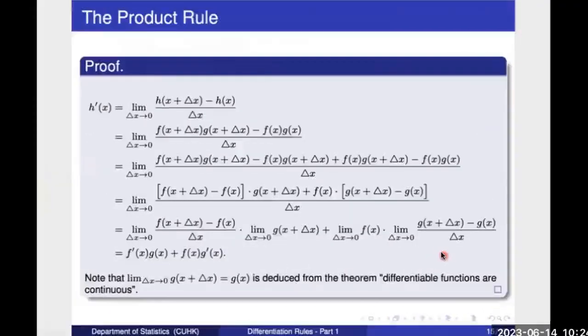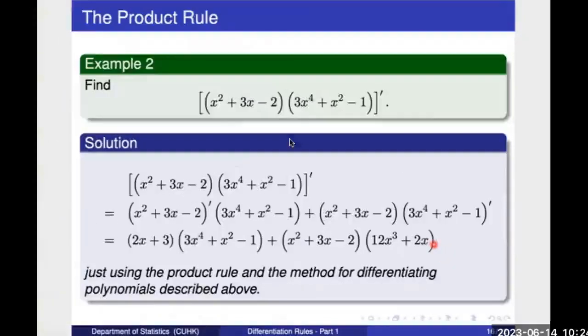Let's take a look at some examples to see how the product rule can be applied. Suppose we want to find the derivative of the quantity x squared plus 3x minus 2 multiplied by the quantity 3x to the fourth plus x squared minus 1. Using the product rule, we can differentiate it term by term and use the power rule on each term. The derivative would be the quantity 2x plus 3 multiplied by the quantity 3x to the fourth plus x squared minus 1 plus the quantity x squared plus 3x minus 2 multiplied by the quantity 12x cubed plus 2x.